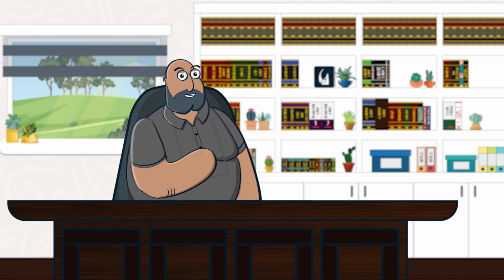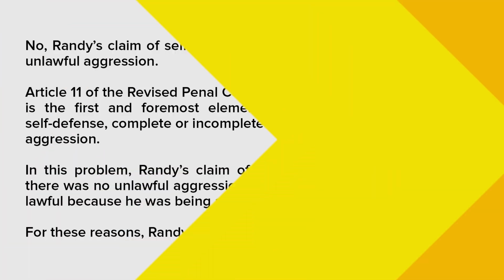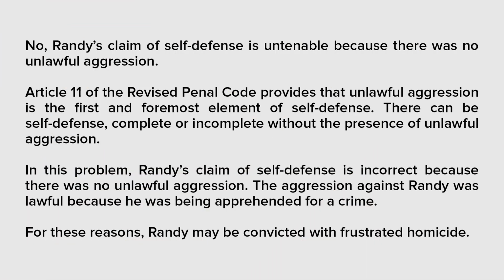If you are unsure of what to do, focus on the effects of your answer. With our conclusion, the suggested answer should look like this. No, Randy's claim of self-defense is untenable because there was no unlawful aggression. Article 11 of the Revised Penal Code provides that unlawful aggression is the first and foremost element of self-defense. There can be no self-defense, complete or incomplete, without the presence of unlawful aggression.